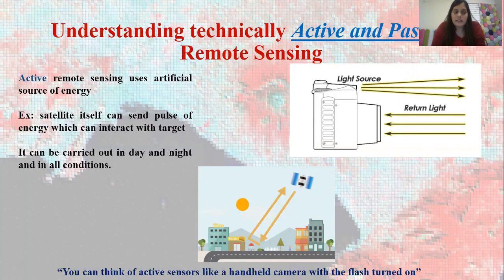Now, it has some characteristics that are known as active and passive. Active means the sensors which are sending, they will emit the radiations towards the earth feature, and that will detect the properties of the earth feature. That is known as active.